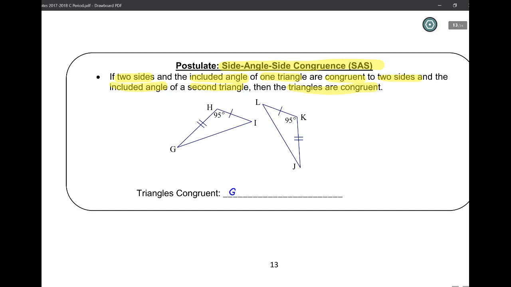So if I go GHI, oops, need to put triangle in there. GHI, that has to be congruent to triangle JKL. Again, you can name the first one any way you want, but you just have to make sure it's the correct order. So triangle GHI is congruent to triangle JKL.